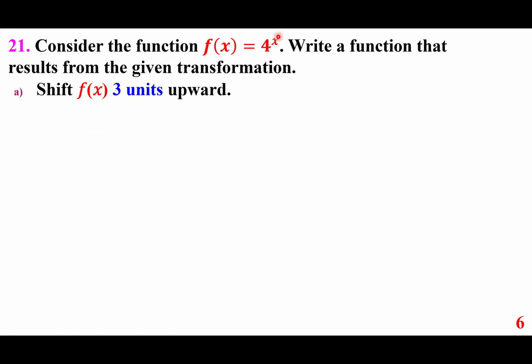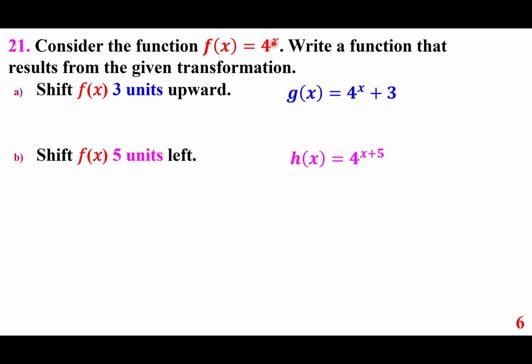Consider the function f of x equals 4 to the power of x, right? A function that results from a given transformation. Shift f of x 3 units up. So simply put, add 3. That's g of x equals 4 to the power of x plus 3. Part B, shifted 5 units left. So we are going back to the original one. You want to shift this one, not this one. This one. So replace the x with x plus 5 because you're shifting it to the left.